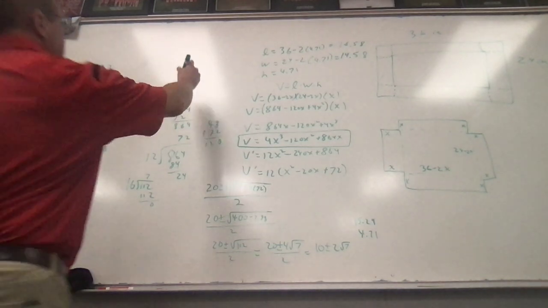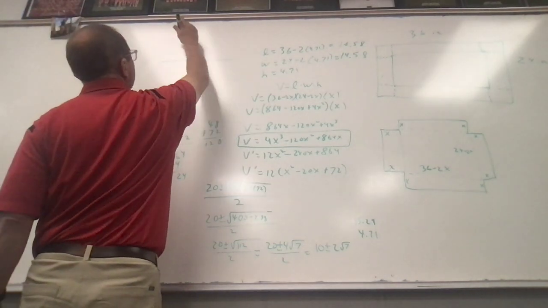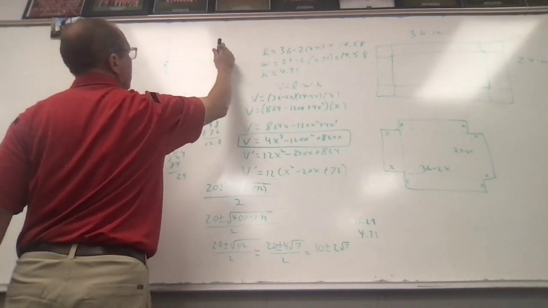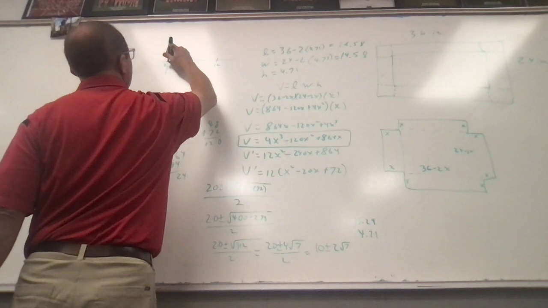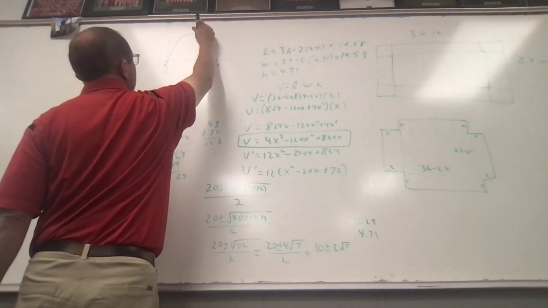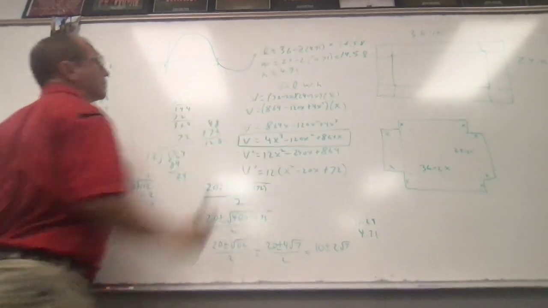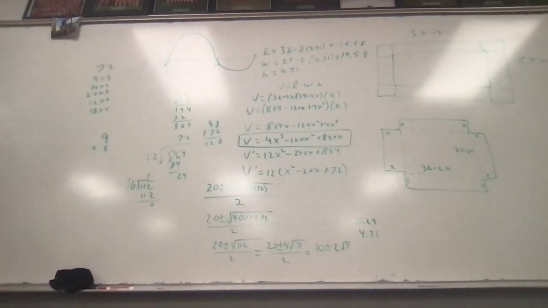4x cubed minus 120x squared plus 164x. So, essentially when you graph it, here's 0, here's 12. So it does something along the lines of this, right? It's a cubic.